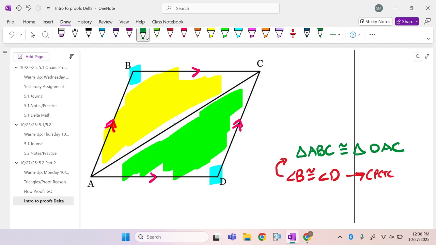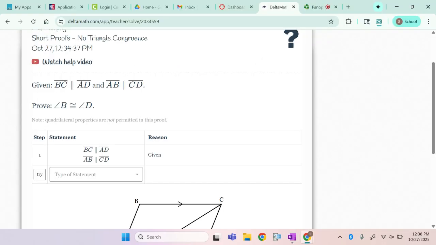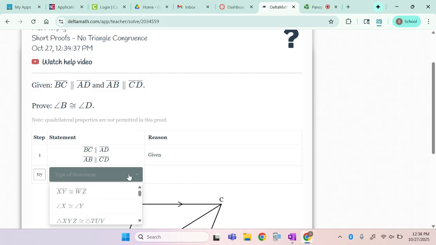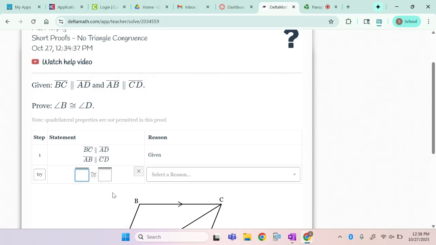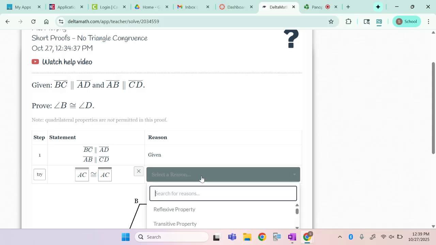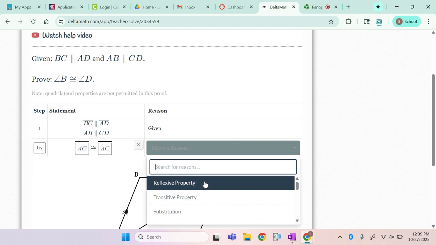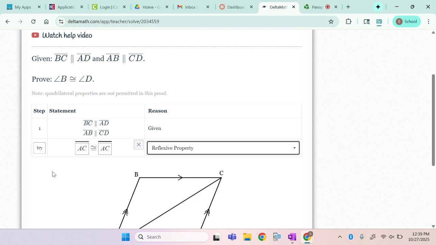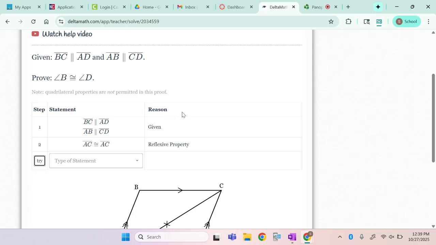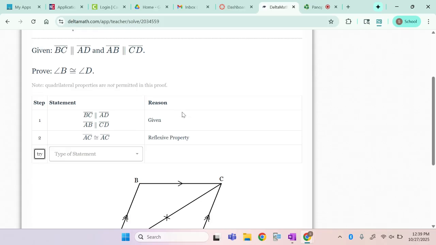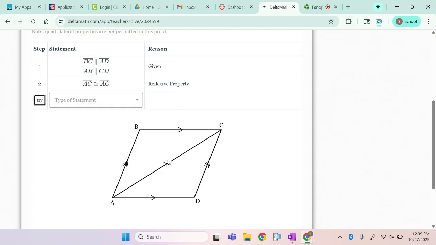AC. We can say AC is congruent to what? So first things first, we want two segments that are congruent. AC is congruent to itself. Someone besides Dylan, if something's congruent to itself, what property is that? Reflexive. Now here's the great thing. If you hit try and it takes it, you're correct. If it doesn't take it, you're incorrect. And if you look, they actually marked it on the picture now.